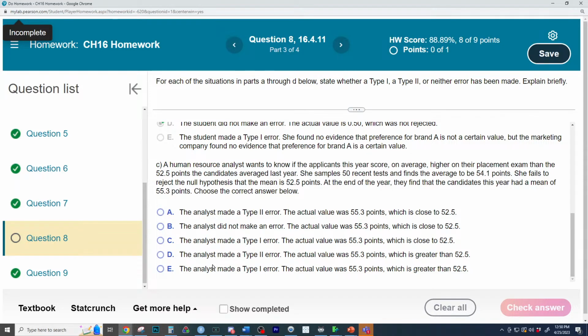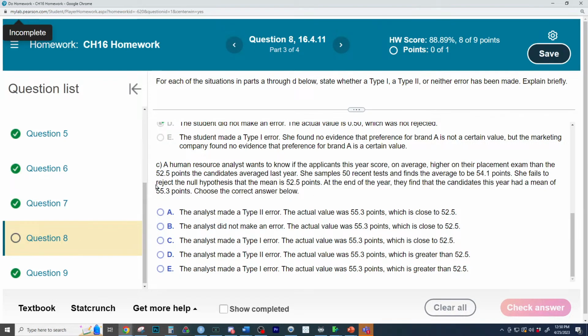A human resource analyst wants to know if the applicants this year on average scored higher on their placement exam than the 552.5 points the candidates averaged last year. She samples 50 recent tests, and the average type 2 was type 2. Oh my gosh, Jesse, great job. And finds the average to be this.